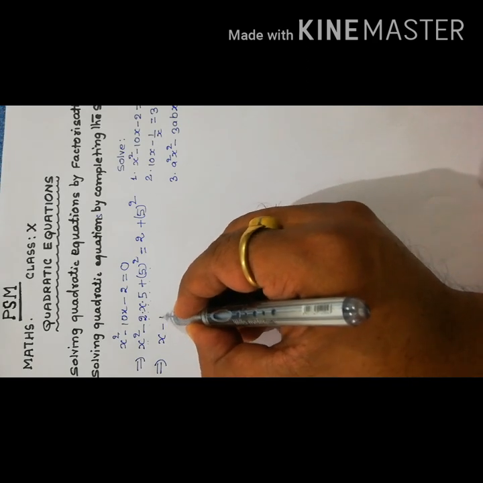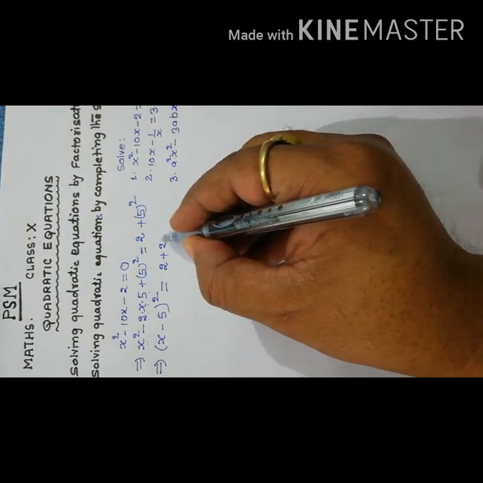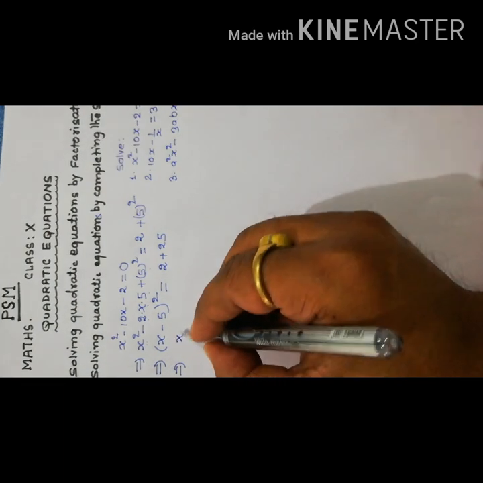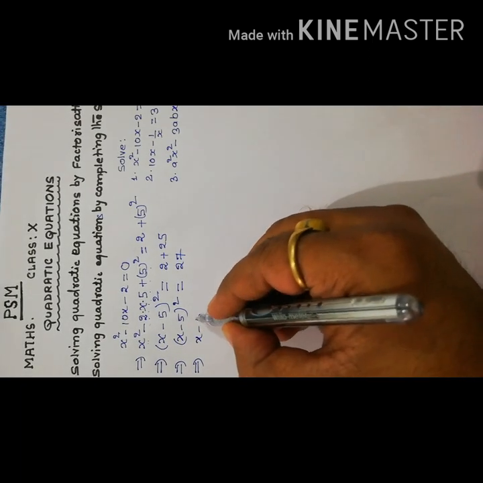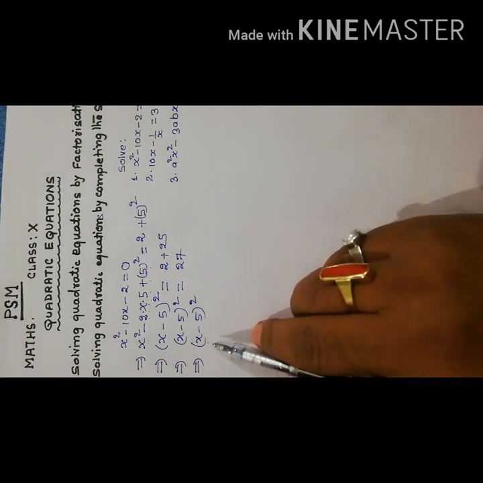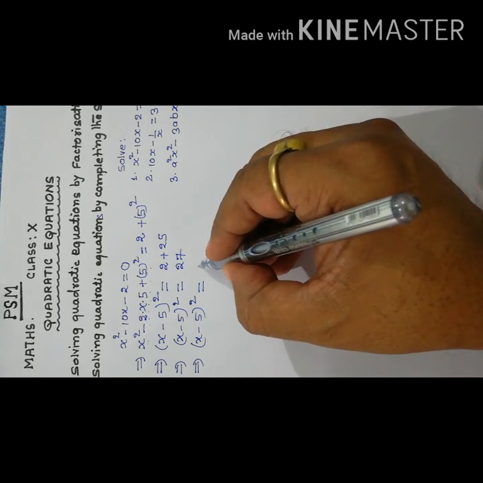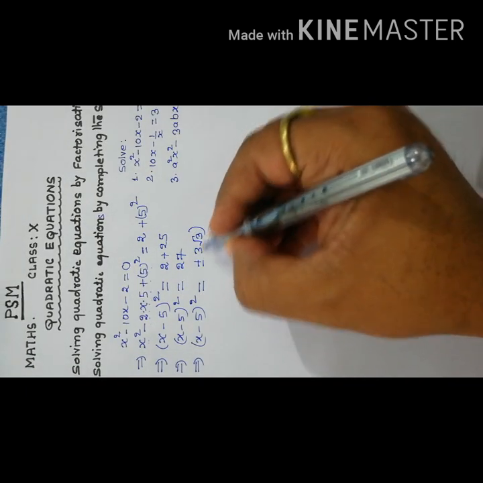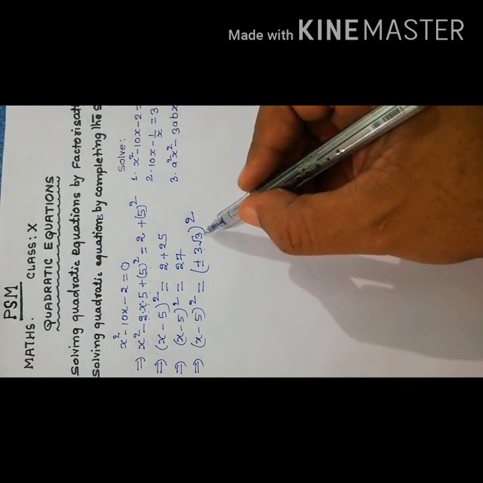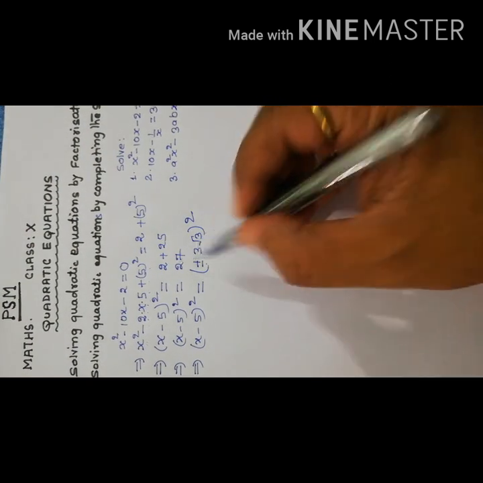So this can be written as x minus 5 whole square is equal to 2 plus 25, which implies x minus 5 whole square is equal to 27. This implies x minus 5 whole square, we have changed this one in the form of a minus b whole square. Here also this 27 can be changed into square form as plus minus 3 root 3 whole square. Plus minus 3 root 3 whole square is 27. Either plus 3 root 3 whole square is 27 or minus 3 root 3 whole square is 27.